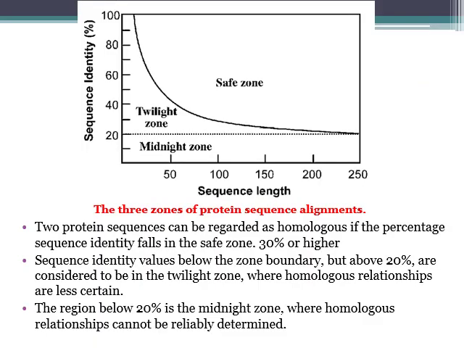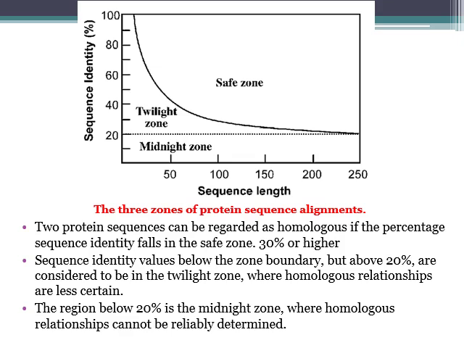Now in this curve, you can see that as the length of the sequence increases, the chances of sequence identity also decrease. On the basis of that, there are 3 zones of protein sequence alignment: the safe zone, the twilight zone, and the midnight zone. Two protein sequences can be regarded as homologous if the percentage sequence identity falls in the safe zone, that is 30% or even higher.